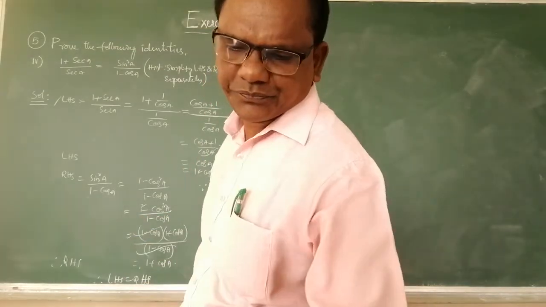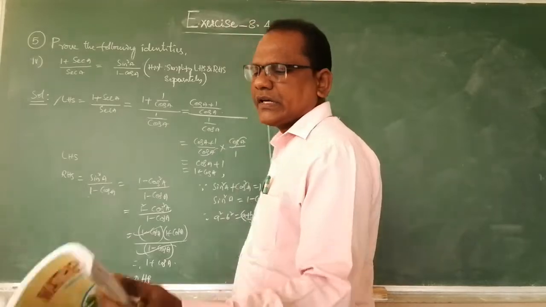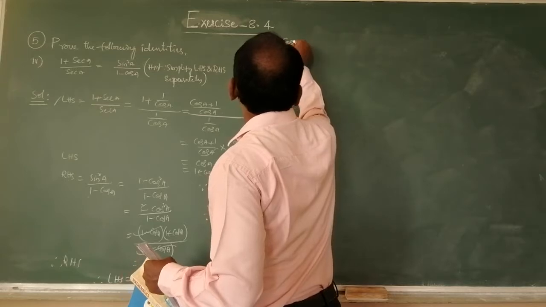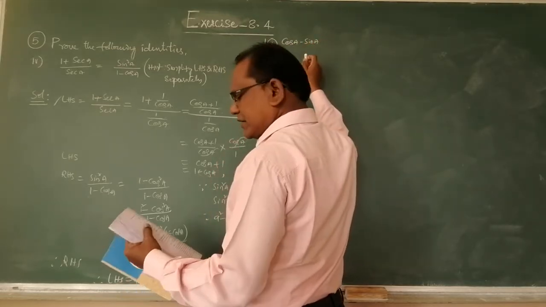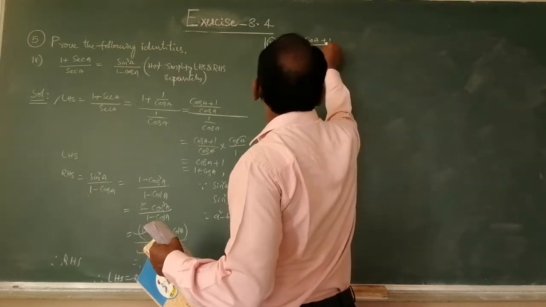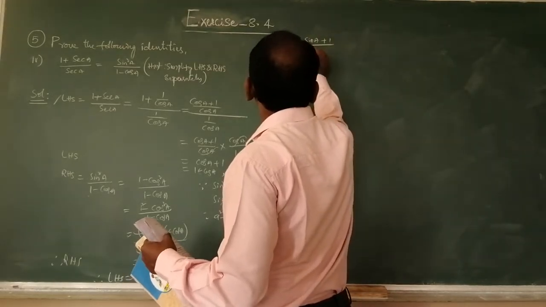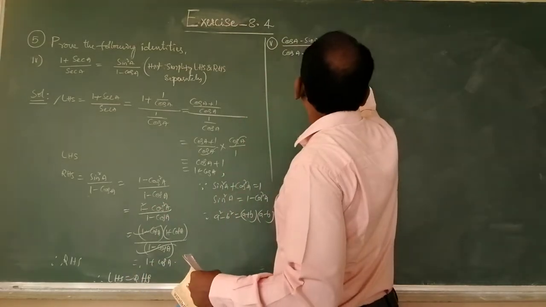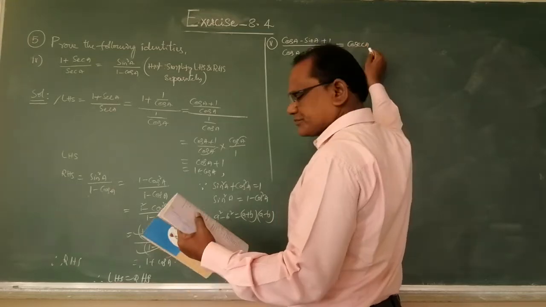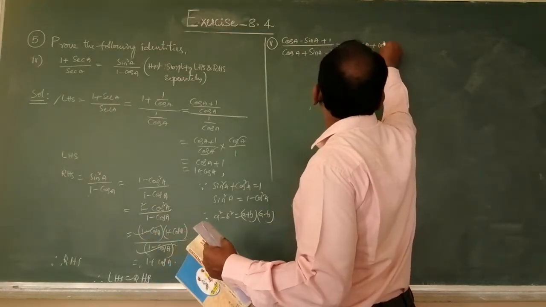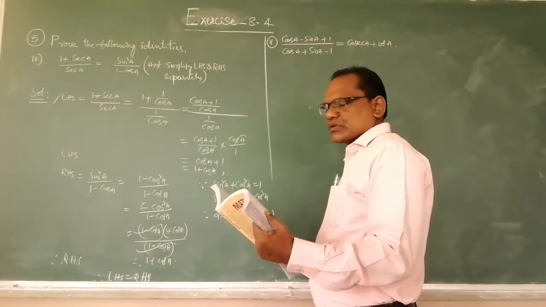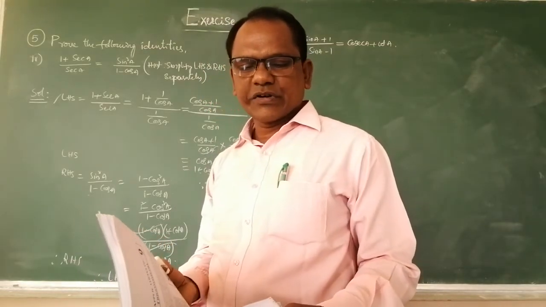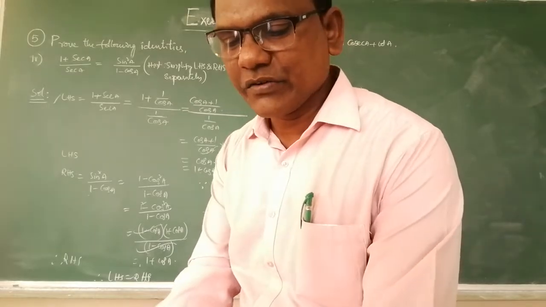Next, we come to the fifth main, fifth one. Prove that (cos A minus sin A plus 1) by (cos A plus sin A minus 1) equals cosecant A plus cot A. Here also they have given the identity cosecant square equals 1 plus cot square. When the identity is required, we can use it.